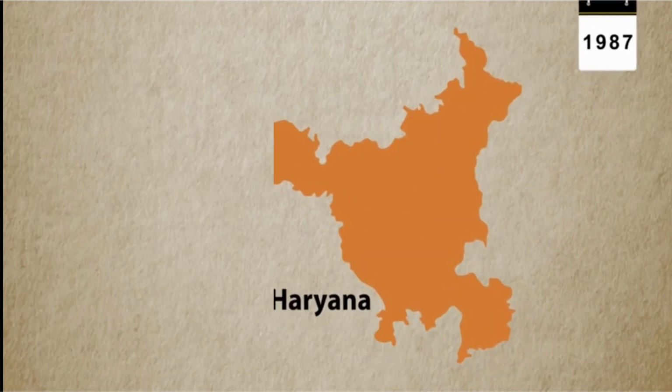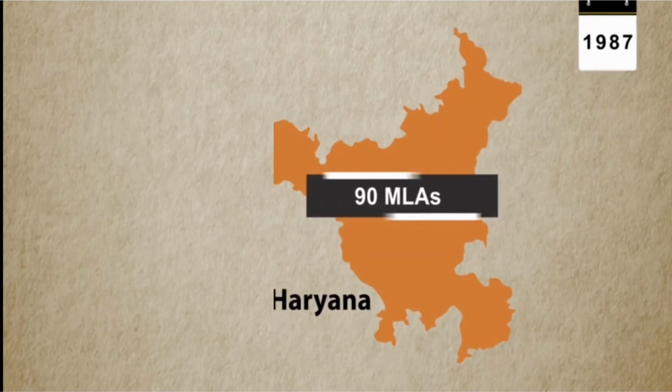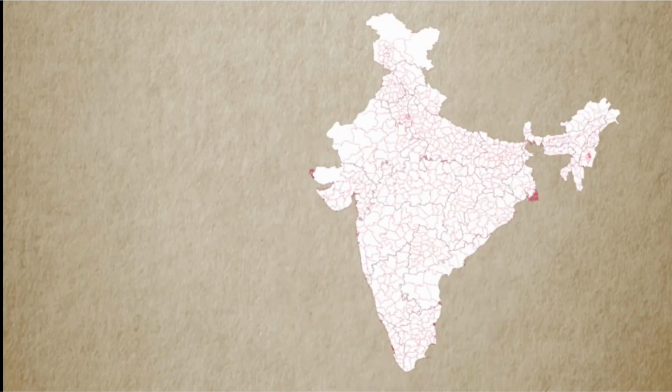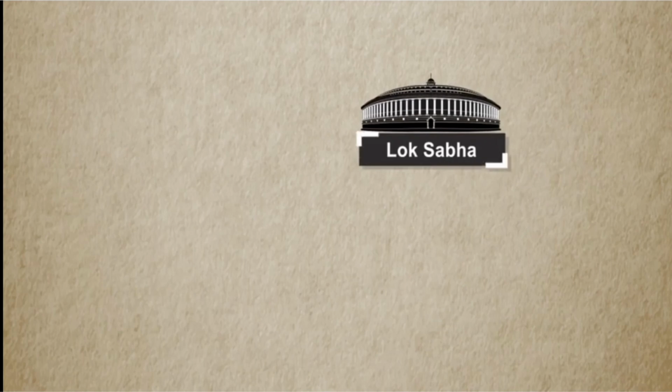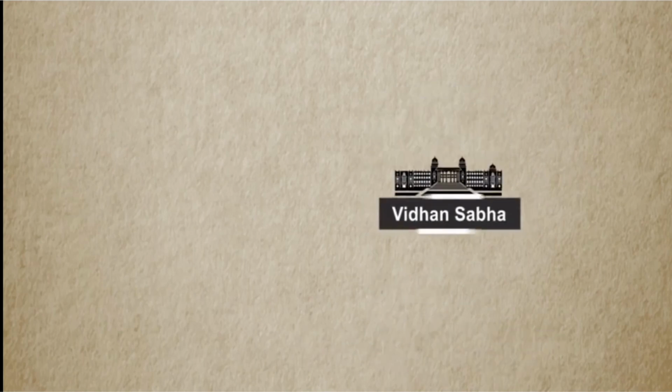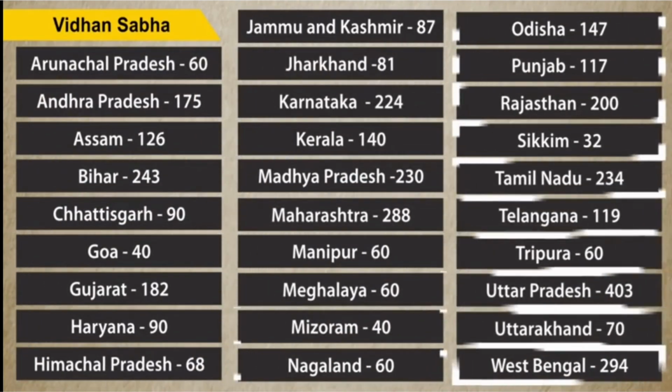The 1987 elections in Haryana, do you recall that a total of 90 MLAs were elected? Well, any idea as to how this election happened? The first step in the election process is to divide the entire country or the state into several electoral constituencies. For example, for the Lok Sabha elections, the country is divided into 543 electoral constituencies. While for an election to a Vidhan Sabha, the state concerned is divided into a certain number of assembly constituencies.